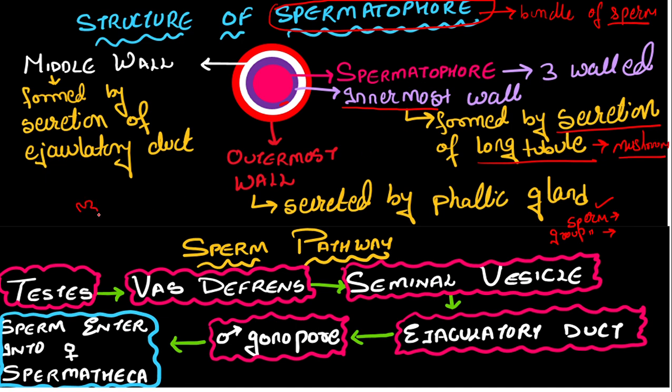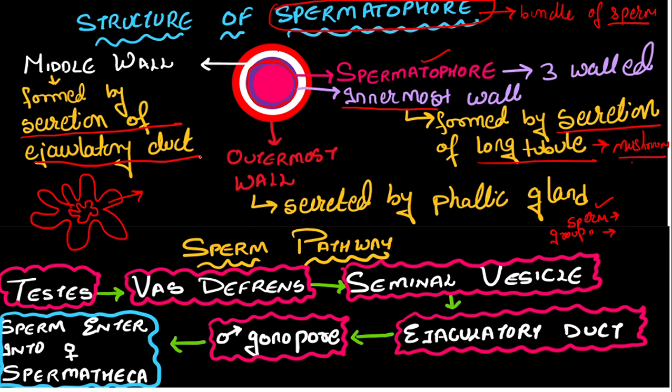It will be like this class. This one is the small tubule and this one will be the large tubule for the mushroom. So the long tubule is going to help in the formation of the innermost covering of the spermatophore. Innermost wall is formed by the long tubule of the mushroom. Then the middle wall is formed by the secretion of the ejaculatory duct. The outermost wall is formed by the secretion of the phallic gland.